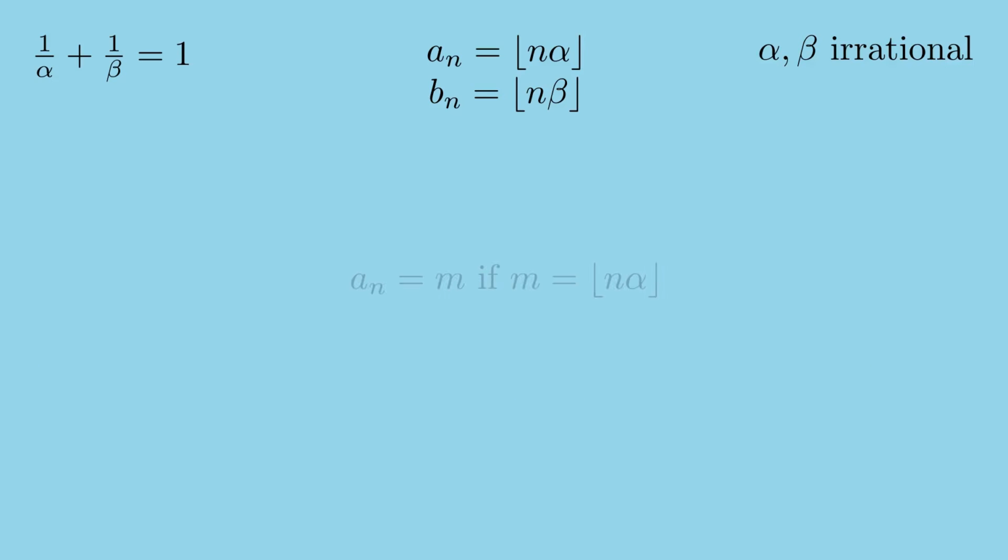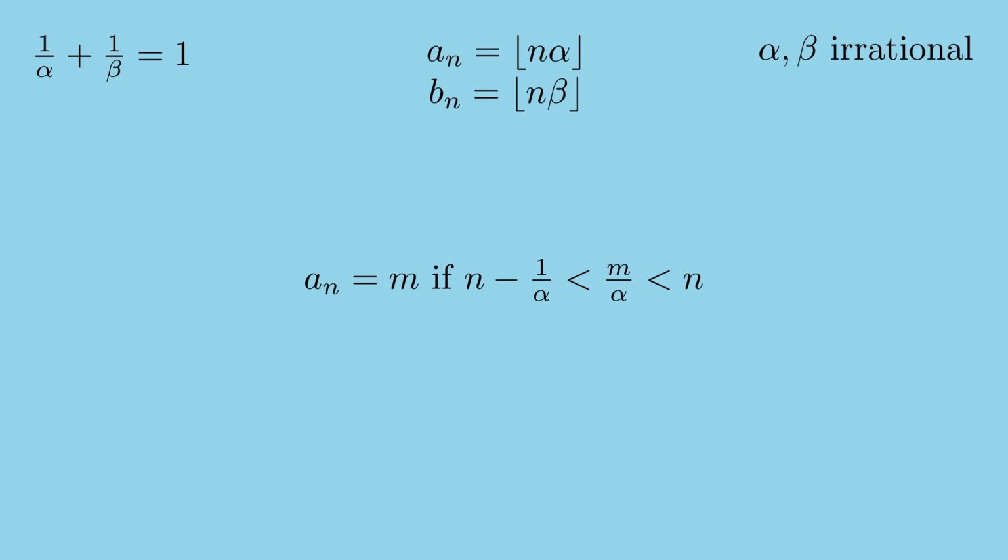What does it mean that m is equal to the floor of alpha times n? It means that m is less than or equal to alpha times n is less than m plus 1, or strictly less than, since alpha is irrational and n is positive. But therefore, m over alpha is less than n is less than m over alpha plus 1 over alpha. Rearranging to put m in the middle, we get m over alpha is between n minus 1 over alpha and n.